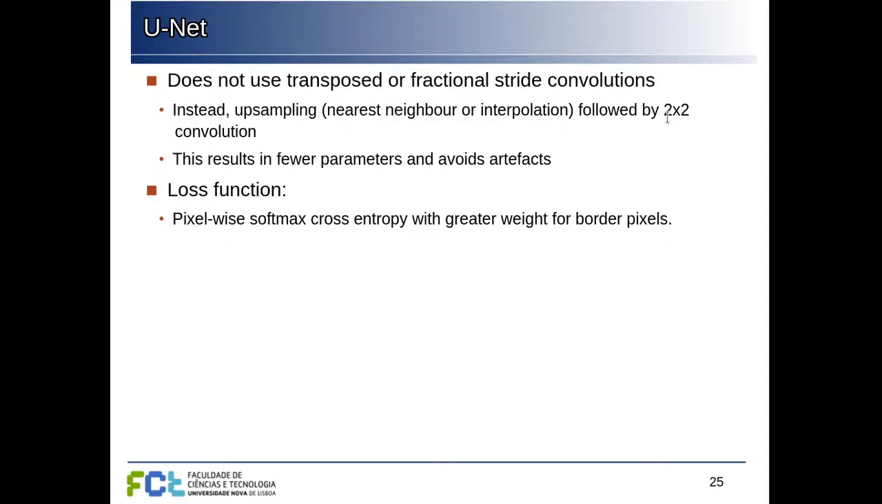And this results in fewer parameters compared to if you use larger kernels for transposed convolution, but also avoids those kinds of artifacts that we're going to see later. So basically, this would be the simplest way of doing upsample. You just use interpolation or nearest neighbor to increase the size of the feature map, and then you apply a 2x2 convolution to the whole thing, and you learn how to bring it back into focus.